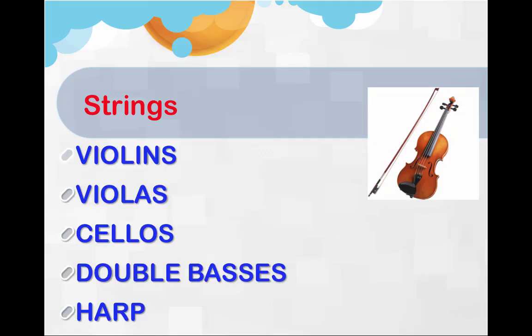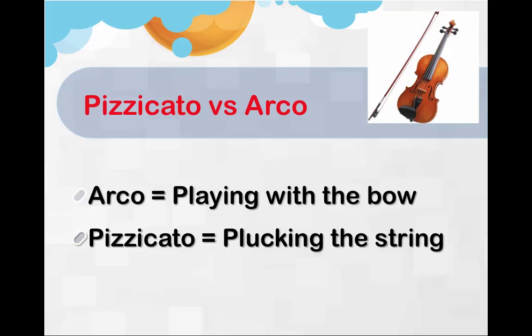Now, the string instruments, except for the harp, can make sound in two different ways. You'll see a violinist, when the violinist plays, for example, they're holding a bow and pulling the bow across the string. So when a violinist or a cellist or a violist or a bassist is playing with a bow, that technique is known as arco. That's an Italian word, arco, which means playing with a bow.